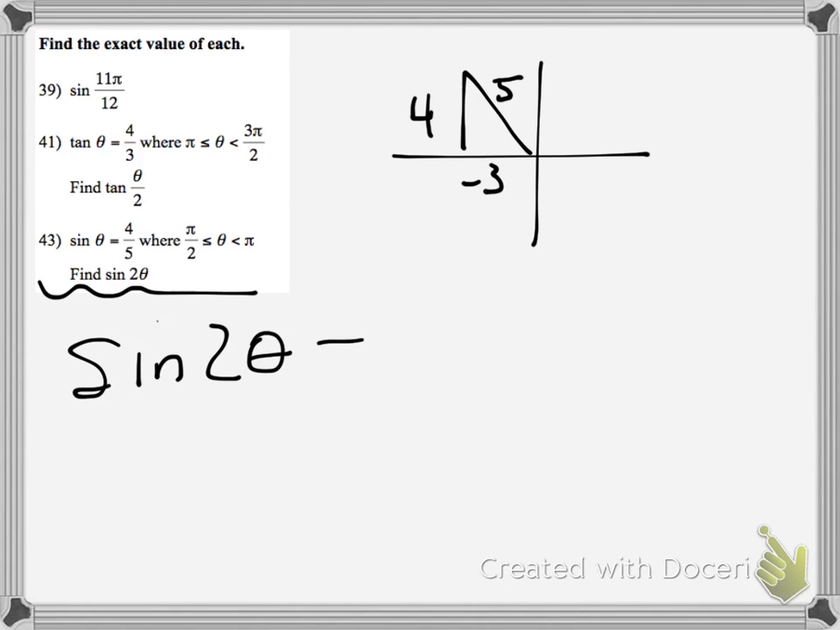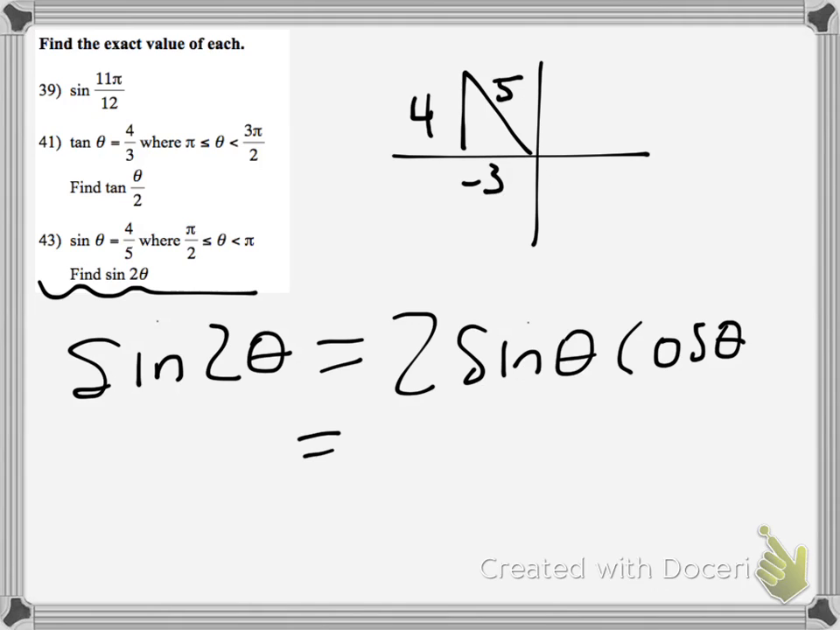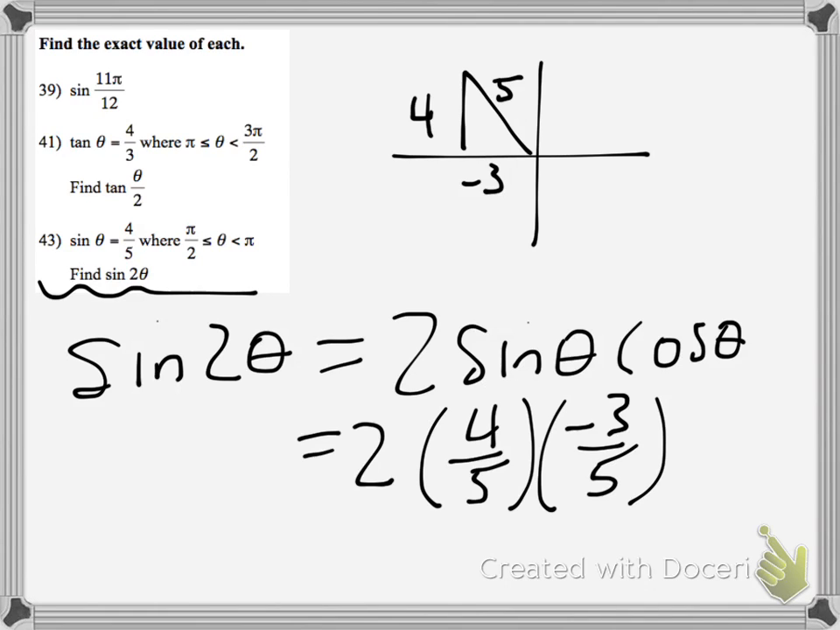Go to your blue sheet. Sine of 2 theta is a double angle formula. It is 2 times the sine of theta times the cosine of theta. Okay, so we're going to do 2 times the sine of theta is 4/5. The cosine of theta is negative 3/5. Guys, please remember, you're basically multiplying 2 times 4 times a negative 3 to get a negative 24, and then 5 times 5 in the denominator to get a 25. And that's it.